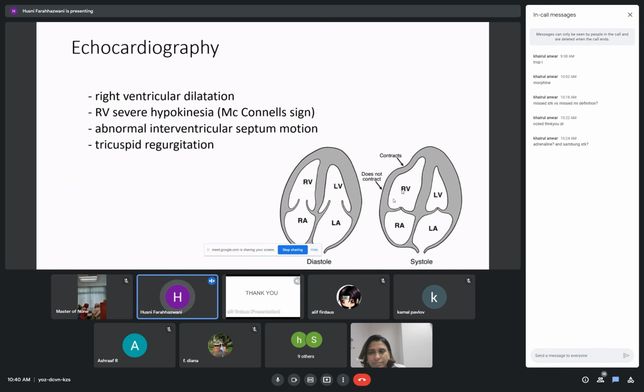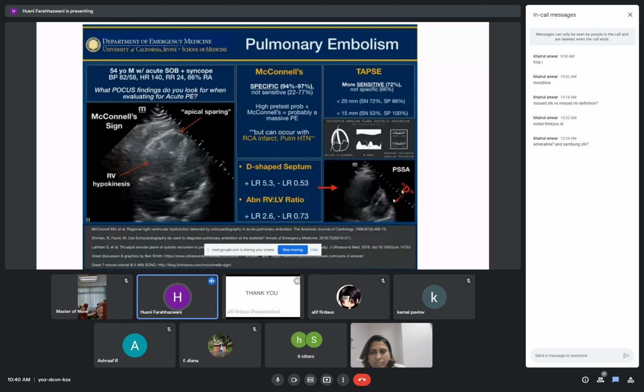Okay, the echo. So when we do echo, we can note that there's dilatation of the right ventricle. There will be right ventricle hypokinesia, McConnell sign, abnormal interventricular septum motion, and tricuspid regurgitation. So like this you can see right ventricular hypokinesia with apical sparing, the McConnell sign, on the left side. You guys can appreciate.